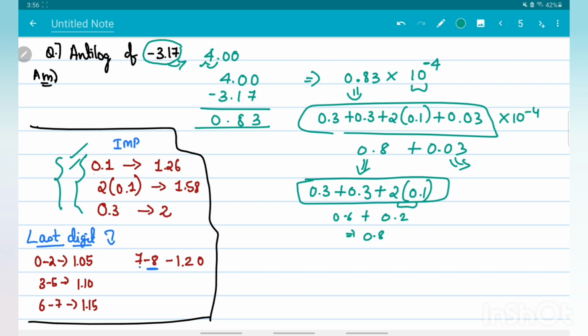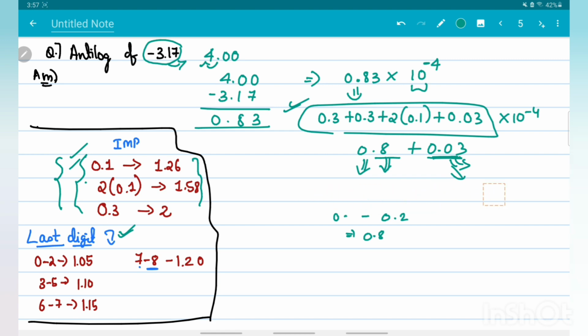In the form of these three values, we have to always write the starting part of the number, so that we can substitute these values. And this 0.03 will take the values of the last digit ones. So this is how I wrote 0.83 as 0.8 plus 0.03, and further I divided 0.8 in terms of these three values, and I got this, and in the last plus 0.03. So this is what I got over here after dividing the 0.83.